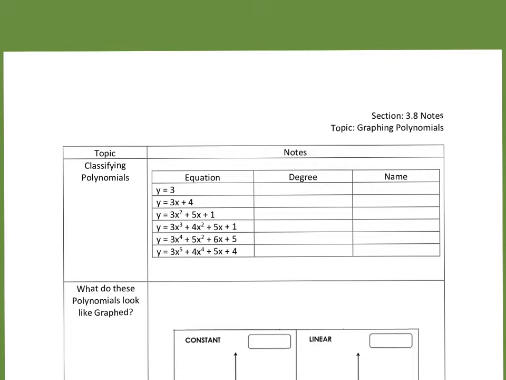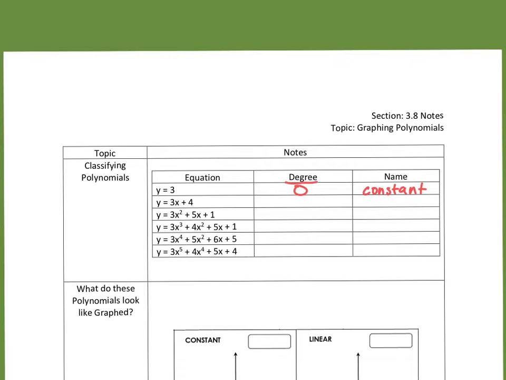So we'll start off just by classifying these. When we say degree, what we mean is just the highest exponent that's in the equation. If you look at this first one, there's no exponent, right? There's not even any variables. It's just y equals 3. So our degree would be 0, okay? The name of this, we just call that a constant. Anything that doesn't have a variable with it is just a constant.